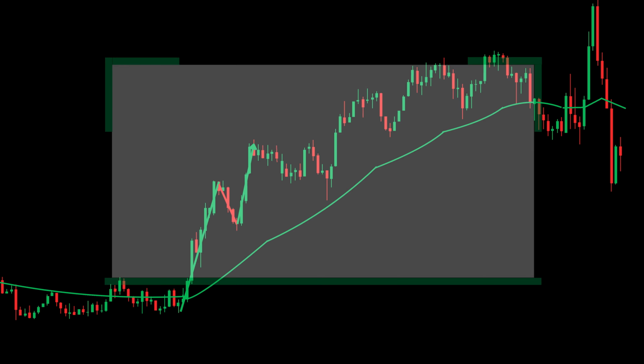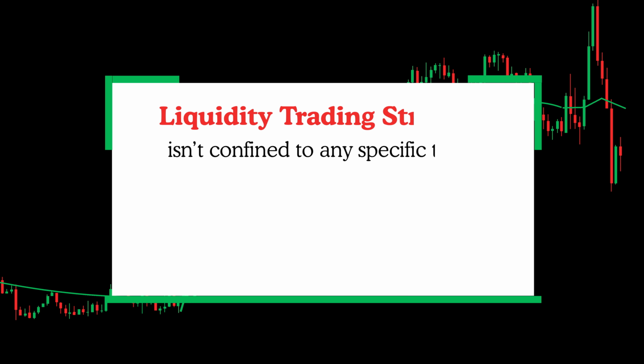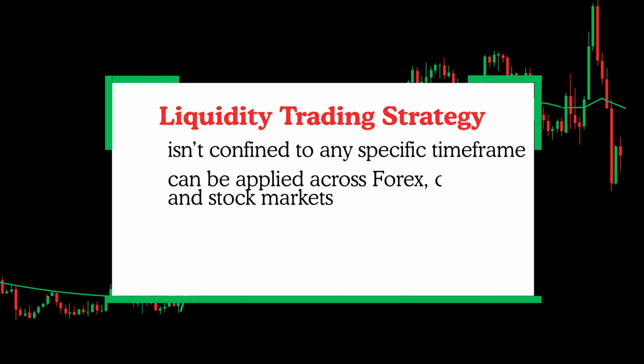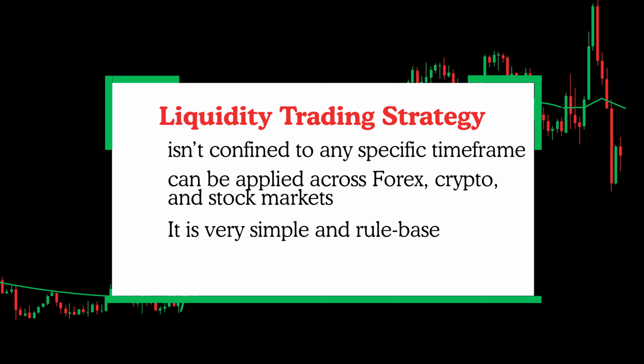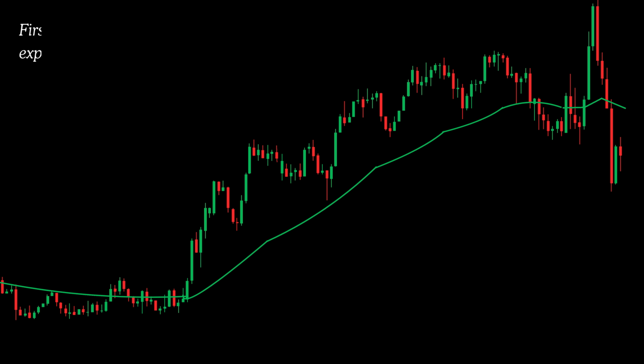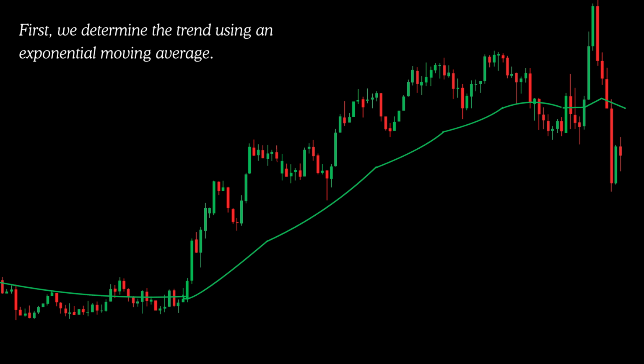This trading setup isn't confined to any specific time frame and can be applied across Forex, crypto, and stock markets. It's straightforward and it involves two primary steps. First, we determine the trend using an exponential moving average. To do this, we apply the EMA 50 on the chart and wait for the price to break the EMA in one direction, then produce a series of 1, 2, 3 moves, with the third move breaking the market structure.